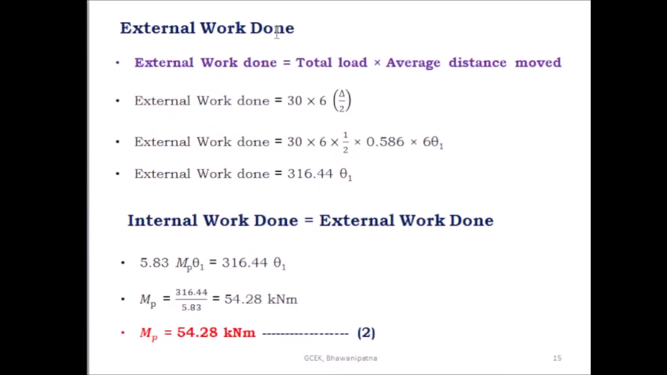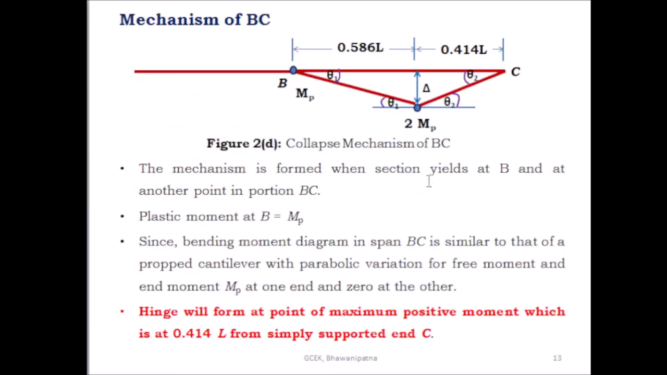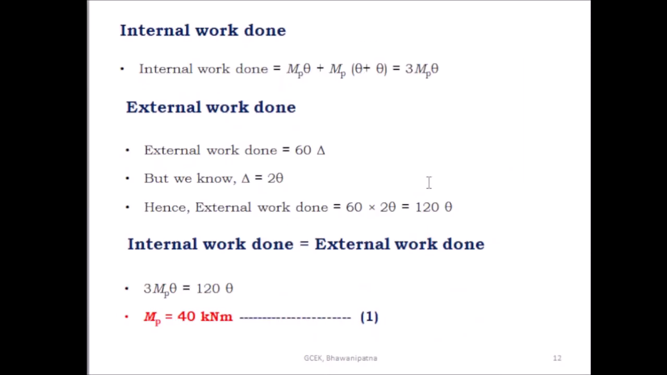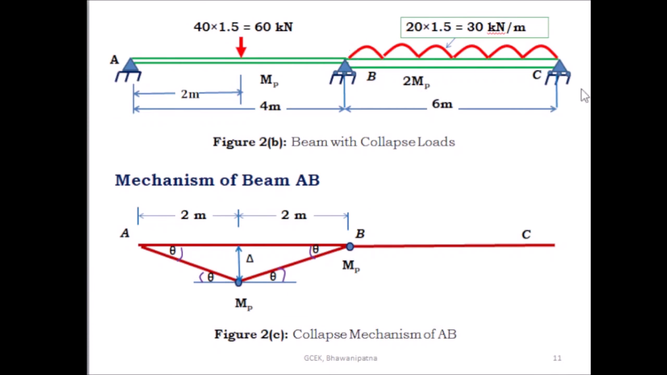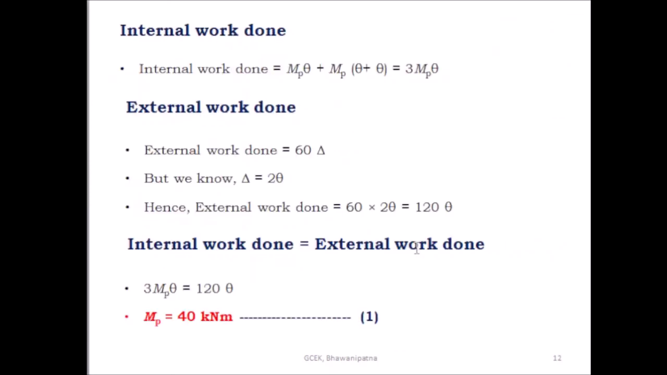Then find out the external work done. The external work done is equal to total load into average distance moved. So using this formula you can find out the external work done. So here you see the total load is equal to 30 into 6. Here the collapse load is given as 30 kilonewton per meter and the total length is 6 meter. The total load is equal to 30 into 6 and the average distance moved.